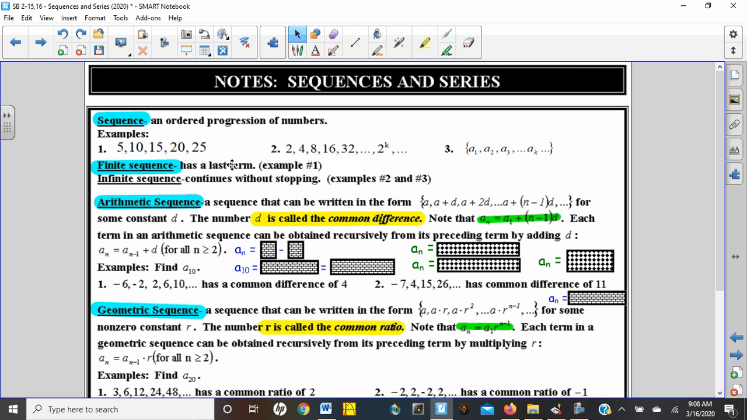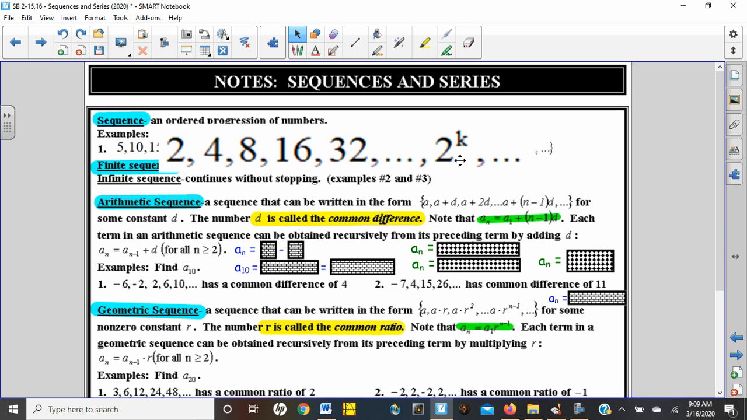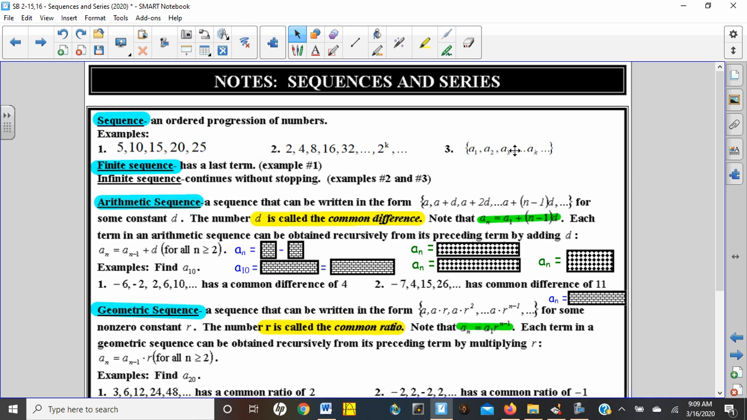Here's a couple examples of these sequences. Here's a sequence that has exactly 5 terms. It has a last term, so it's increasing by 5 each time. That would be a finite sequence. Here's a couple that go on and on. There's that doubling sequence we discussed. And here is just a generic sequence of terms, A1, A2, A3. But you can see by the ellipses at the end that those sequences are not going to stop anytime soon.